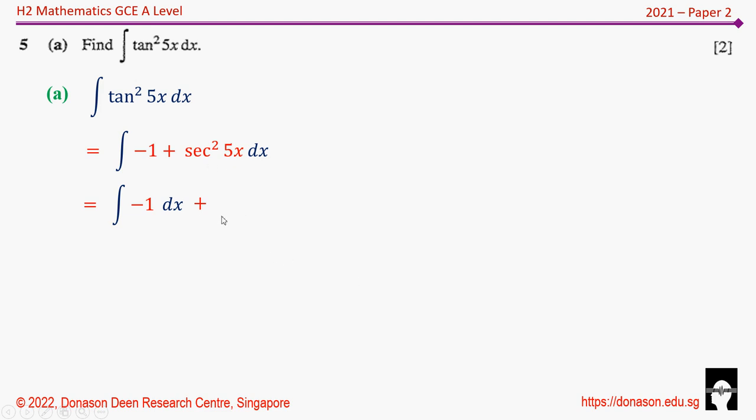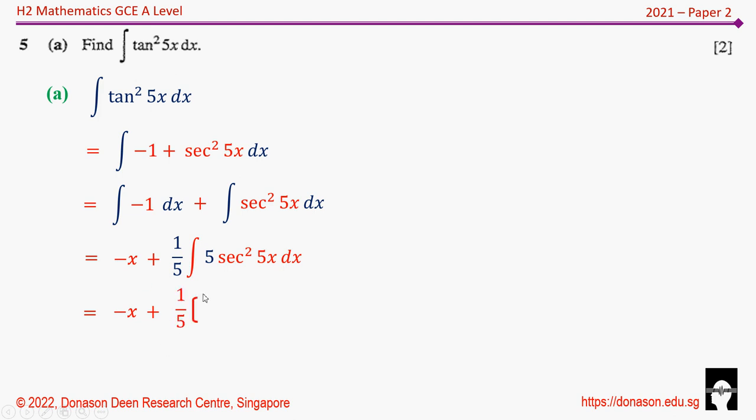So I can introduce a 1/5 outside and a 5 inside, so it would be easier to integrate. Negative 1, if I integrate with respect to x, is going to become negative x plus, so I'm introducing a 1/5 here because 5x when you differentiate is going to give you a 5. So I'm going to write inside the integral sign 5 times secant squared 5x, and the 1/5 is outside.